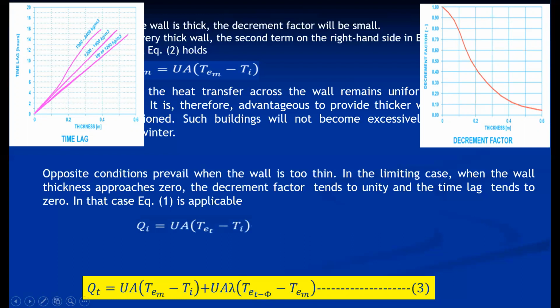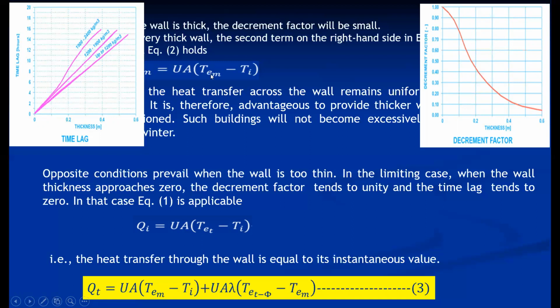So the modified equation becomes UA (TE minus TI). So the TEM term gets cancelled. This is unity. So UA is common. So it becomes TE minus TI. So equation 1 is applicable in that case. So for a very thin wall, equation 1 is applicable. For a very thick wall, equation 2 holds. That is, the mean temperature difference in heat transfer through a wall is equal to the instantaneous values. So these are the two values we can consider for the extreme cases.